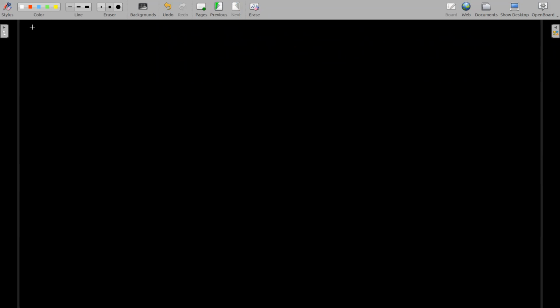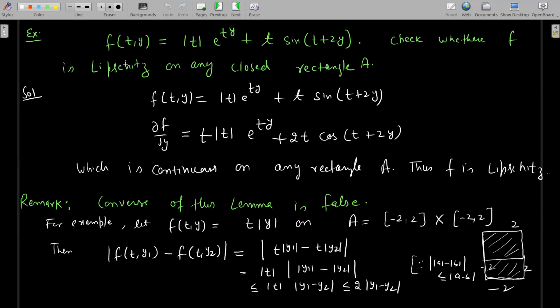Okay, so therefore f is Lipschitz with the constant L equals to 2. But can you say that its derivative is continuous? t|y|, |y| का डेरिवेटिव क्या होगा, |x| का डेरिवेटिव कंटिन्यूस होगा?